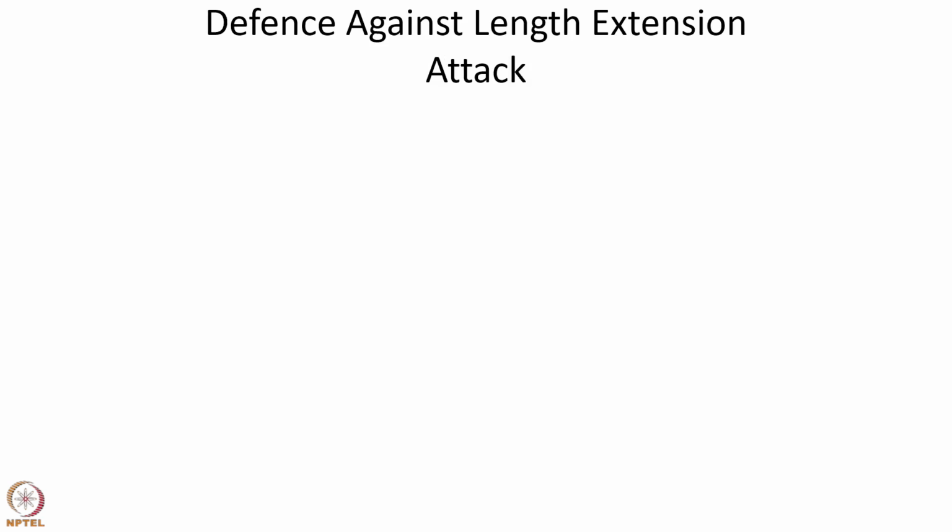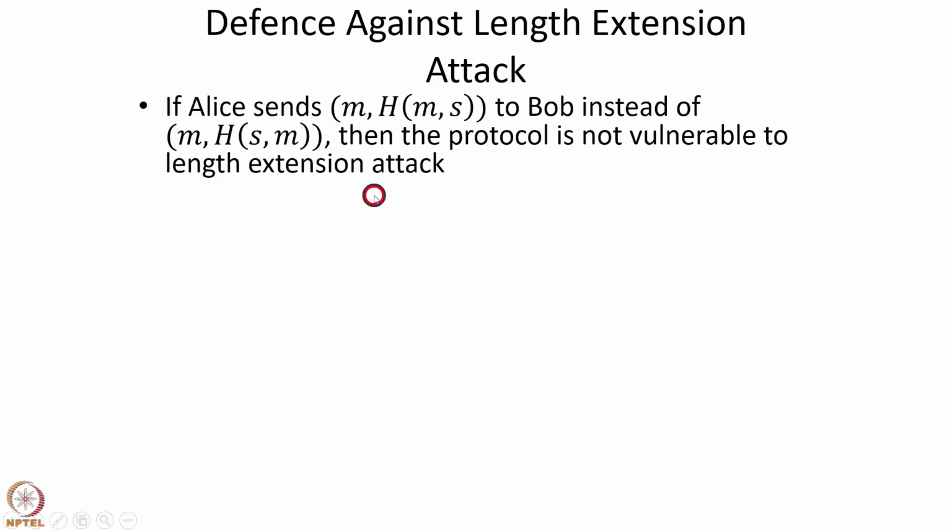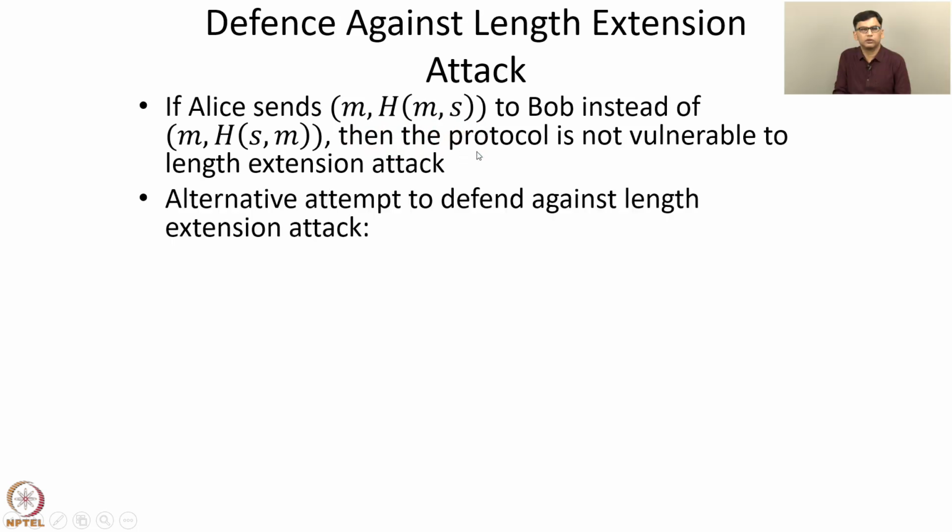We now discuss different defenses against the length extension attack. If Alice sends m, h of m, s to Bob instead of m, h of s, m, then the protocol is not vulnerable to the length extension attack. That's because if h of m, s is sent, then the intruder is not able to add spurious bits at the end of the message m and still compute the MAC, because the secret string s needs to be added at the end of the message, which the intruder does not know. So this is not vulnerable to the length extension attack.